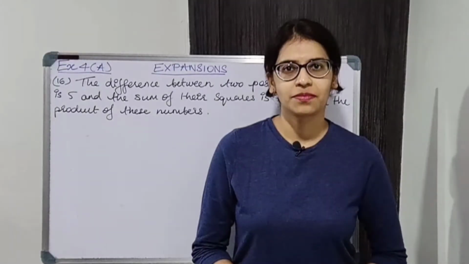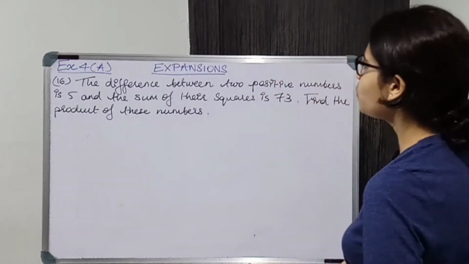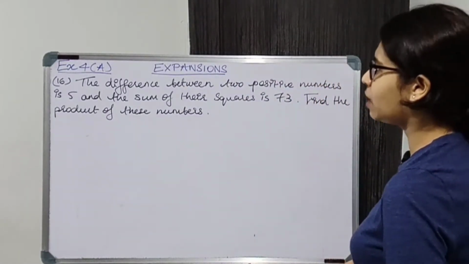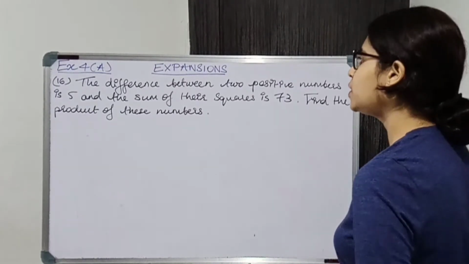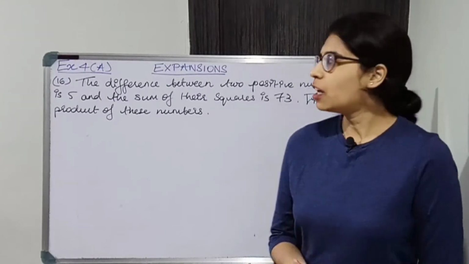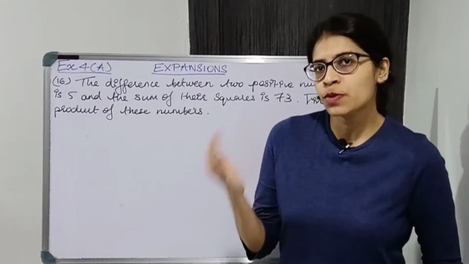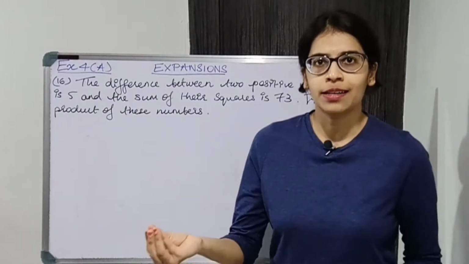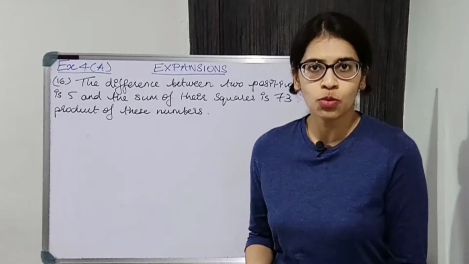Alright, proceeding to next question, question number 16. The difference between two positive numbers is 5 and the sum of their squares is 73. Find the product of these numbers. This one is also very easy. Now there are two positive numbers. We are not told the numbers over here. In previous question we were told that x and y hai.